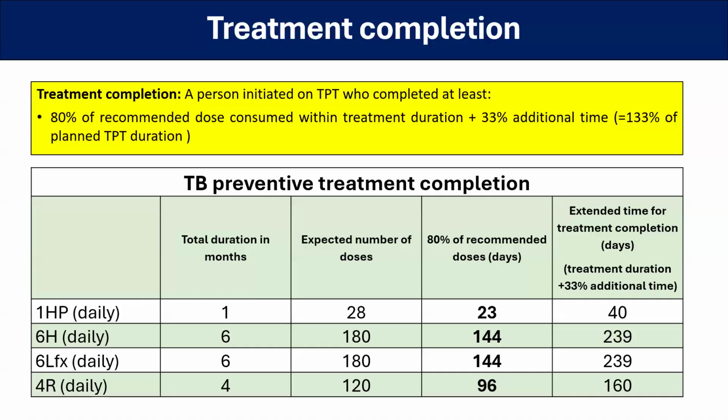Likewise for the INH, likewise for the levofloxacin, likewise for the 4R, rifampicin. So this is how the 80% and the additional time needed for the planned TPT duration need to be completed during that particular period of time. So this is the most important table for the medical officers to keep referring to whenever a patient on TPT comes to you and says they have completed this many doses, and what additional time is needed to ensure the patient completes the rest of the doses. So please take a printout and keep it on your table for easy reference.